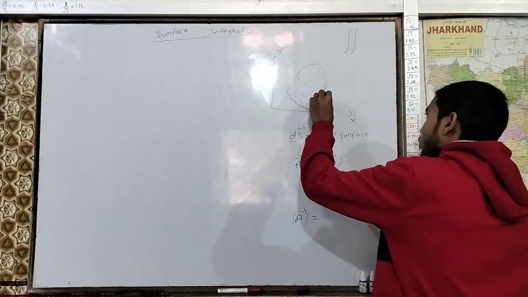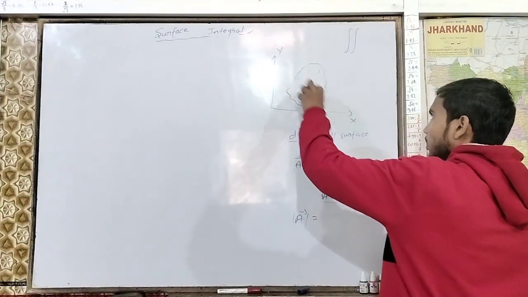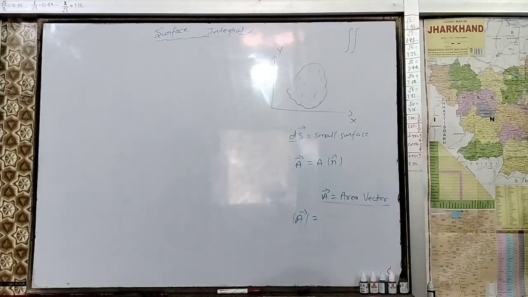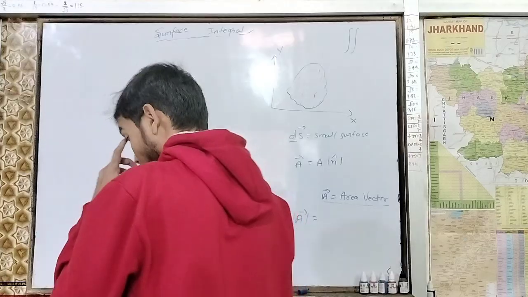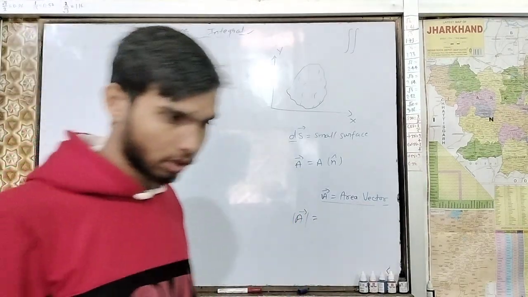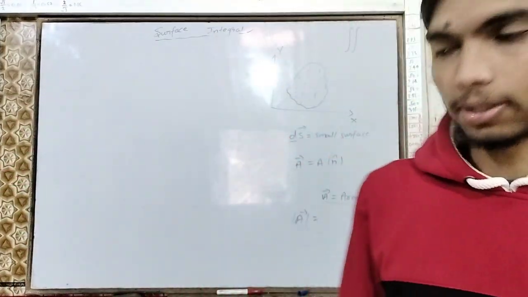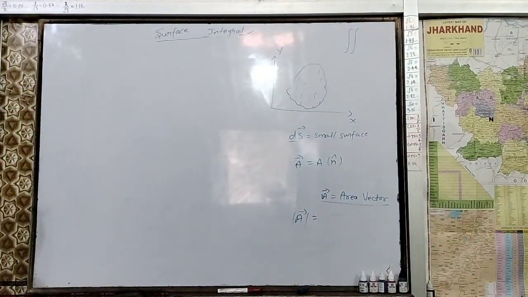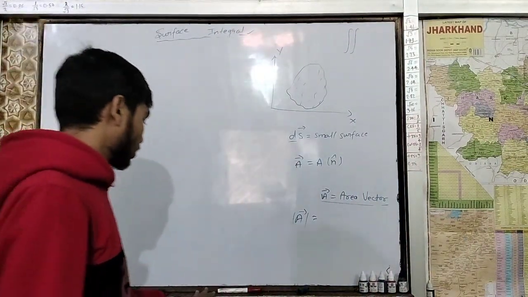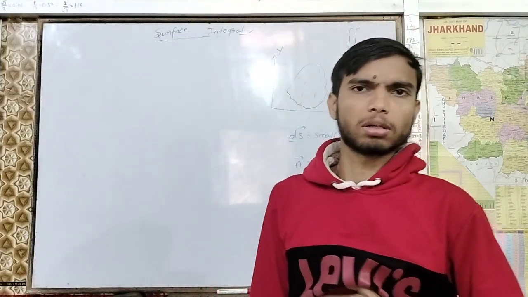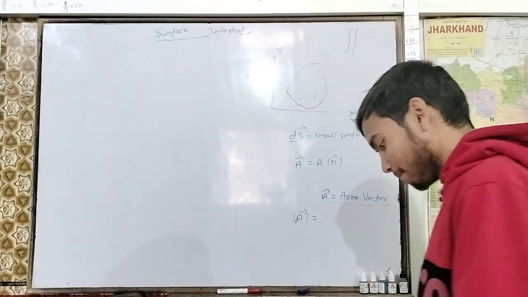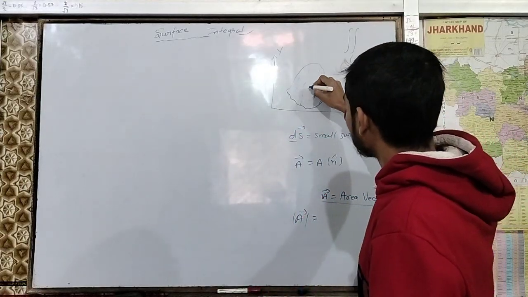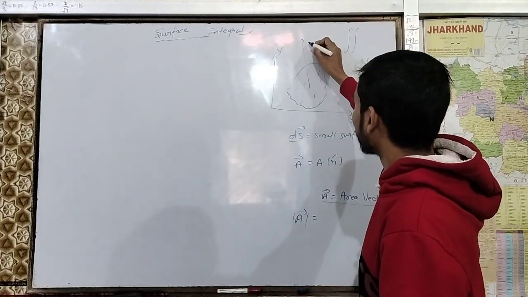Now if we take all of these small surfaces of this part together, what will happen? We will get the total surface. To get the total surface, we use integration. Same here, we will use integration because it is compulsory. The direction will be outward or inward.